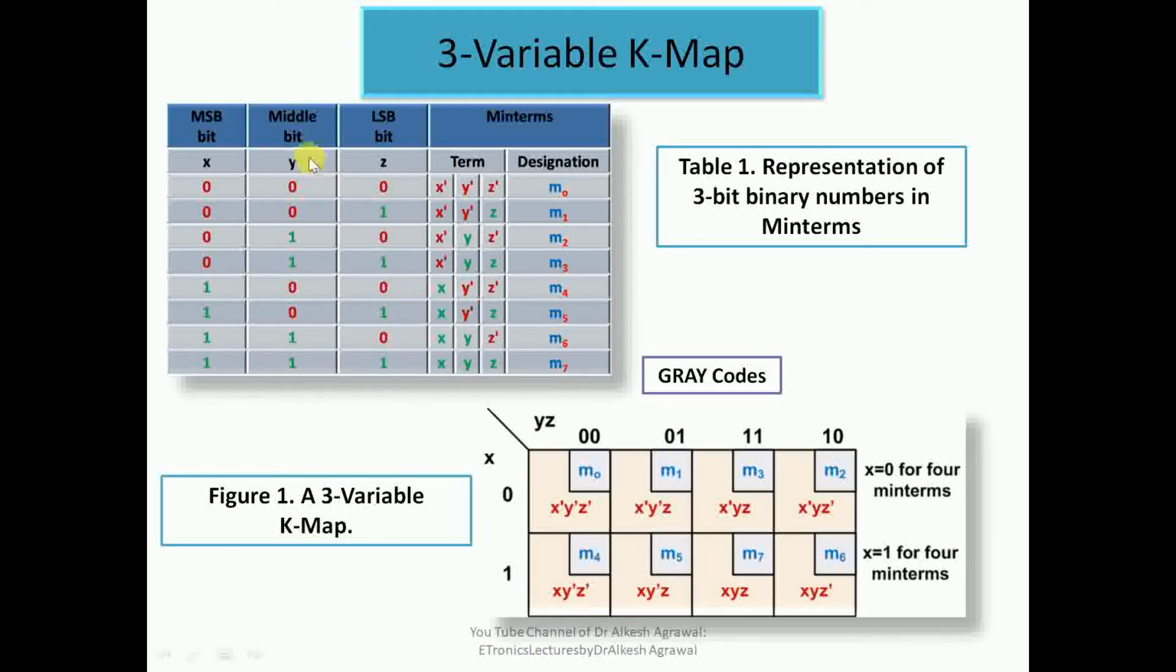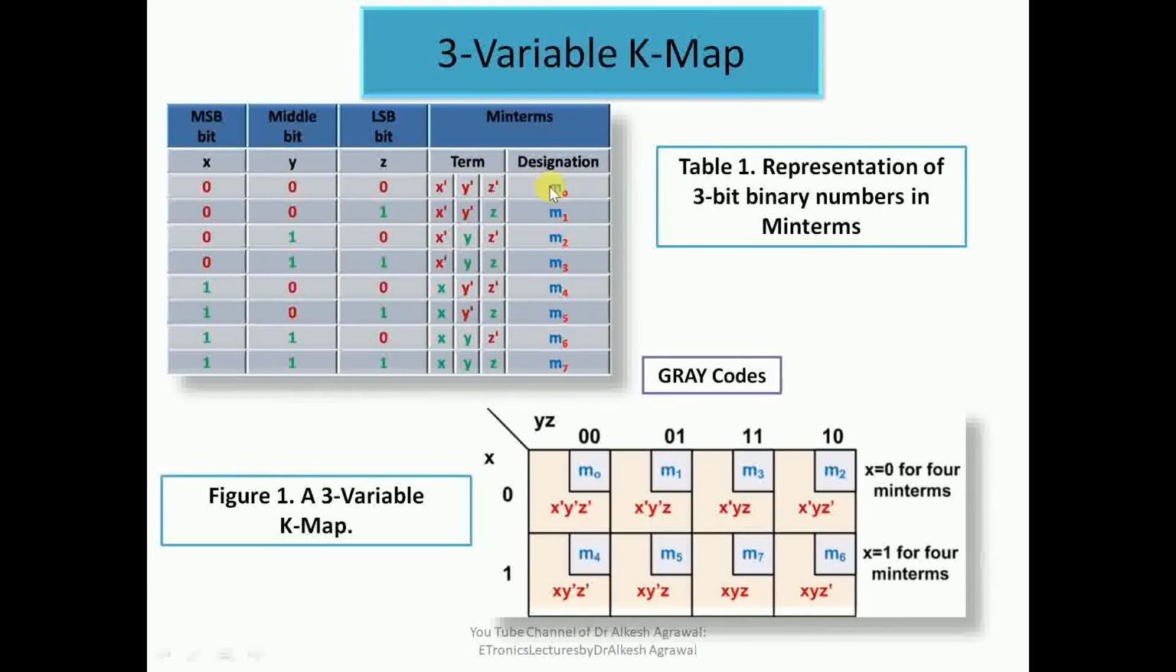Then the middle bit is fixed for two levels and then changes. So 0 0, then changes from 0 to 1, then 1 1, then changes from 1 to 0, then 0 0, then changes from 0 to 1 and 1 1. And x is fixed to 0 for four rows, so we have 0 0 0 0, and then changes from 0 to 1 and remains fixed at 1 1 1 1. So these are the min terms.